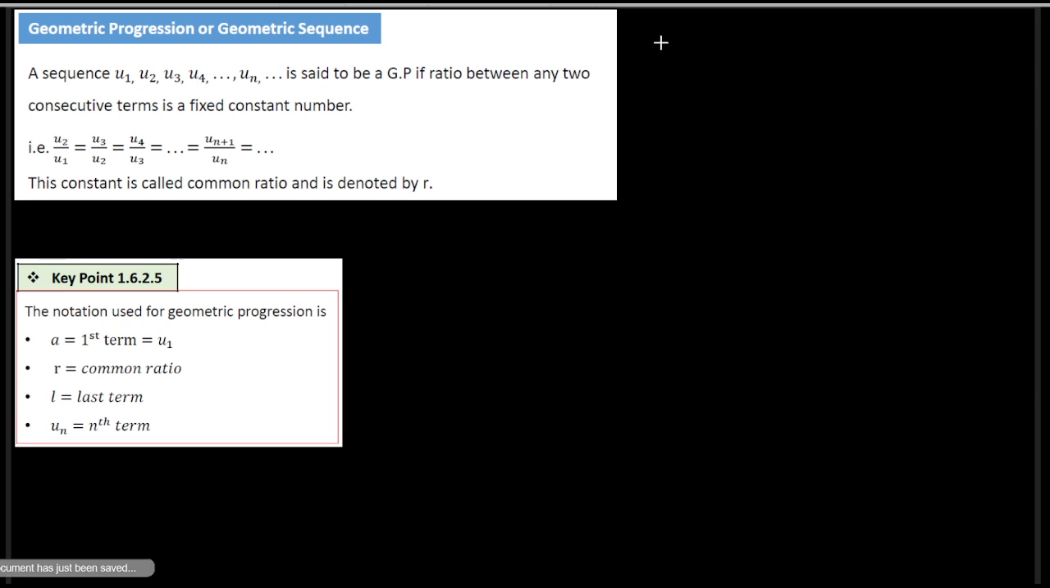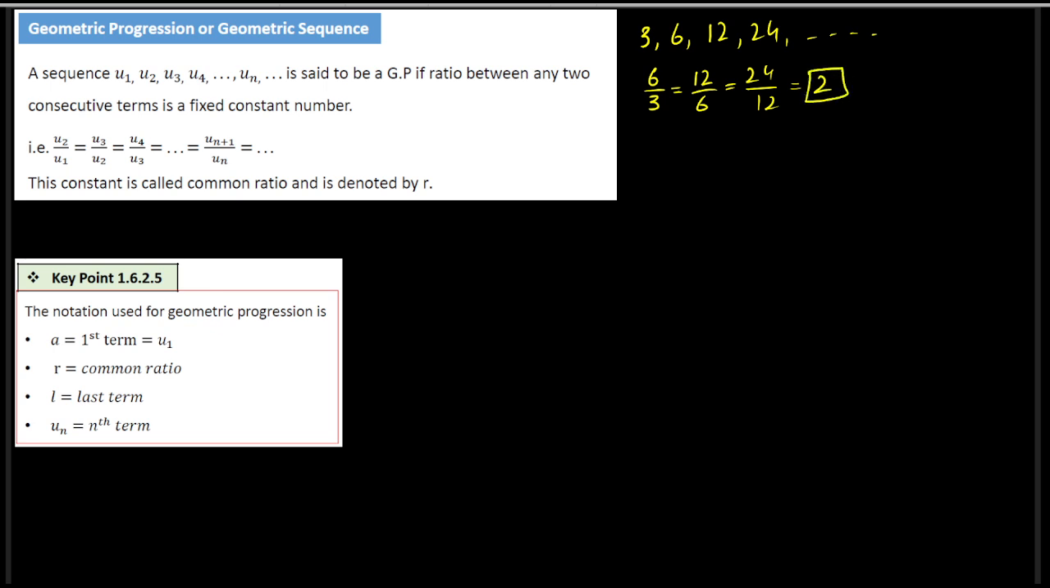Suppose we have a sequence like 3, 6, 12, 24 and so on. If we take the ratio of consecutive terms, 6 over 3 (u2 over u1), 12 over 6 (u3 over u2), 24 over 12 (u4 over u3), we see that all these ratios are equal to 2. So a sequence in which the ratio between any two consecutive terms is a fixed constant number is called a geometric sequence. This is how we identify geometric sequences.